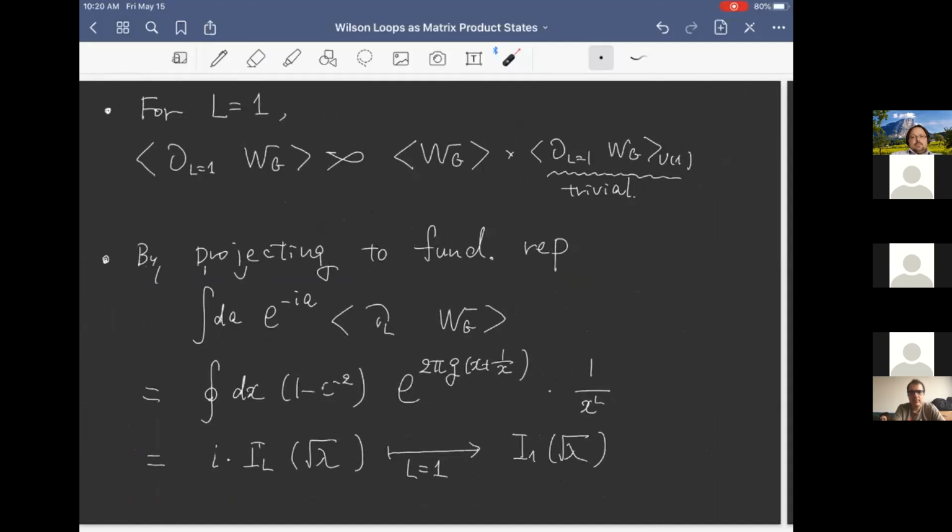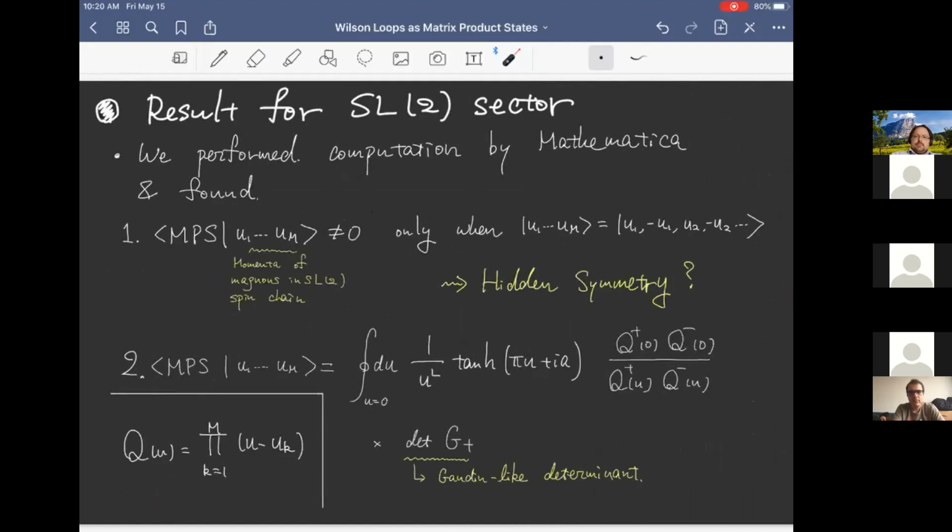Okay, I will make further comparison when I talk about integrability. So for the SL(2) sector, we basically used our matrix product expression and performed computation by Mathematica for various different states or various different operators. And we found two interesting things. The first thing is that this overlap is non-zero only when the magnons, so these are excitations in the SL(2) spin chain, with rapidity or momentum of excitation of the SL(2) spin chain, so the overlap is non-zero only when the set of rapidities is parity symmetric.